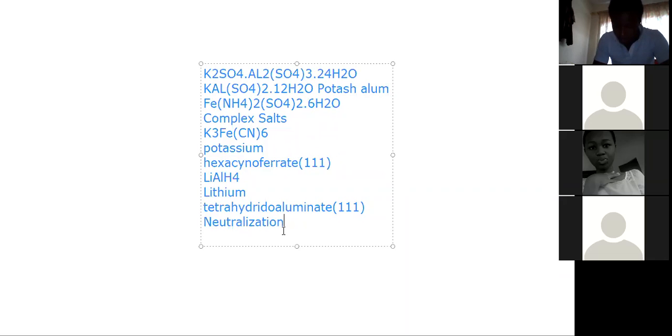Now, we are going to classify oxides, classification of oxides. So we understand what neutralization is. Now let's classify oxides. Under the neutralization, we are going to talk about classification of oxides.